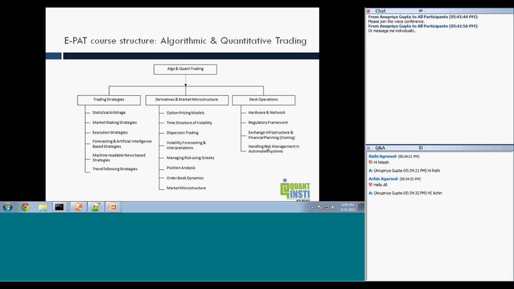So this is more of telling you what the different network or connectivity modules are through which you can connect to different exchanges, and what the different languages are that exchanges offer you. So this is from that perspective.